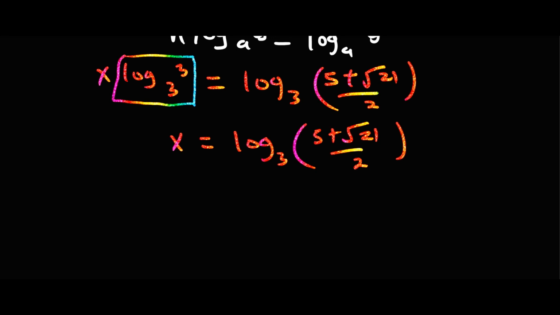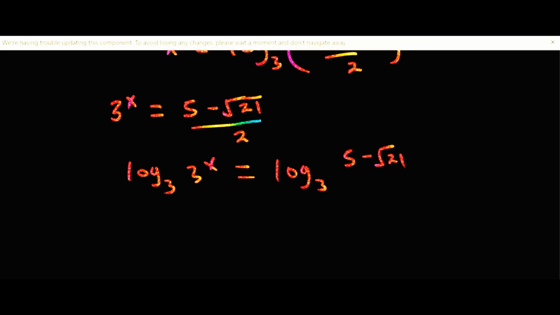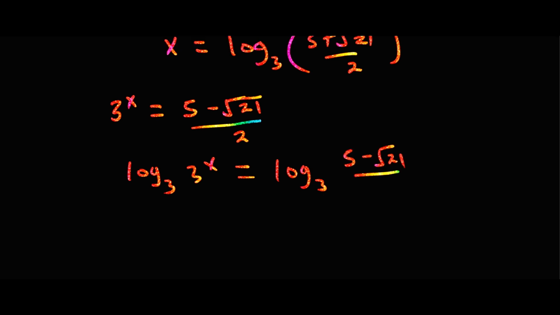Then we can take case 2, where y was 5 minus root of 21 over 2. So that 3 power x is the same as 5 minus root of 21 over 2. Again, we can introduce logs to base 3 on both sides, so that we have log to base 3 of 3 power x is equal to log to base 3 of 5 minus root of 21 over 2.